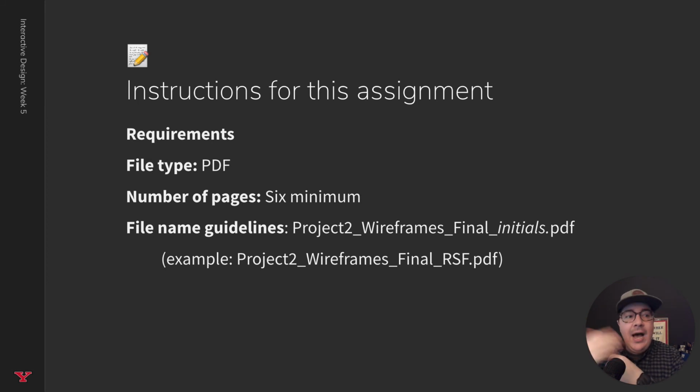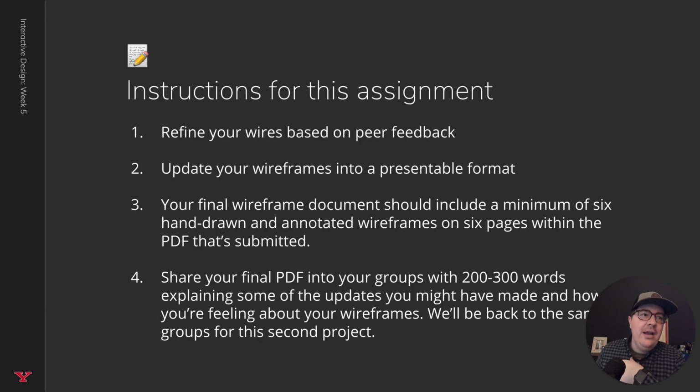The final file name guidelines, similar to what we've been doing before: project 2 _ wireframes _ final, and your initials, .pdf. As far as the instructions go, refine your wires based on your peer feedback. Update your wires into that presentable format that we showed in the examples tonight. Every one of them had the same type of quality layout that could be handed off and presented, so great examples there. Your final wireframe document should include a minimum of those 6 hand-drawn annotated wireframes on 6 pages within your PDF. And share that final PDF along with 200 to 300 words within your groups, explaining why you made some of your decisions and how you're feeling about your final wireframes.